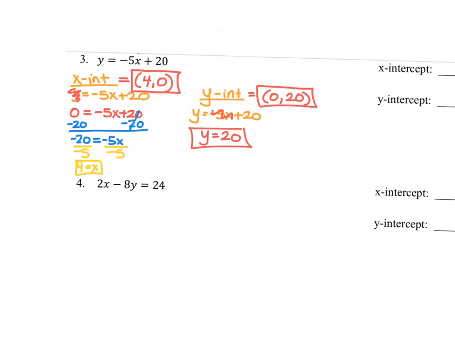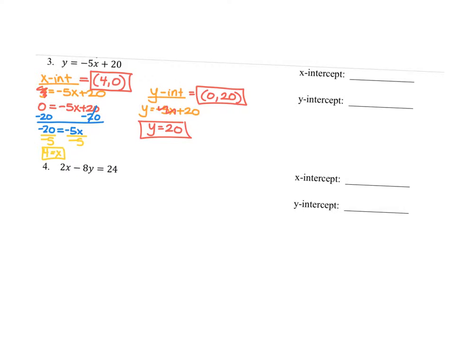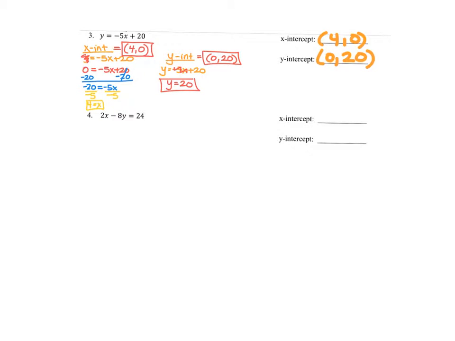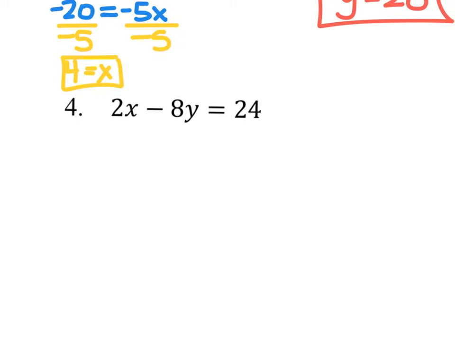So number 4. Whoops, forgot to actually write in the answers. So this one is 4, 0. And y-intercept is 0, 20. Gorgeous. So now I'm going to go to example 4. Here we go. Let's do the same exact thing. X-intercept and then y-intercept.